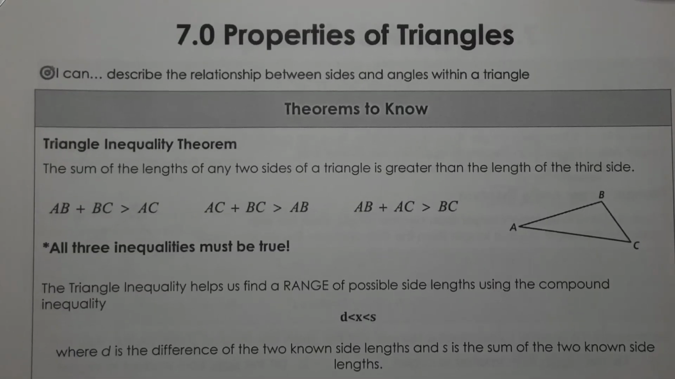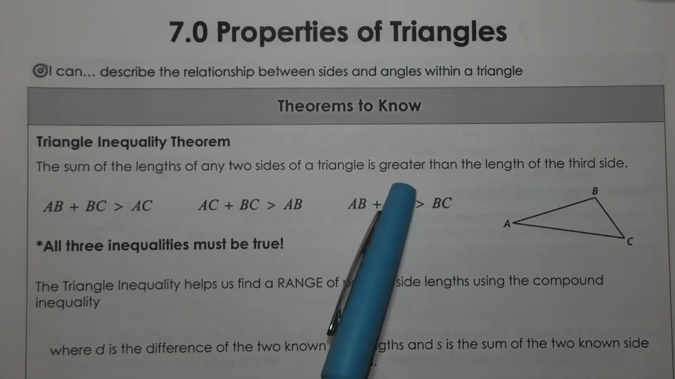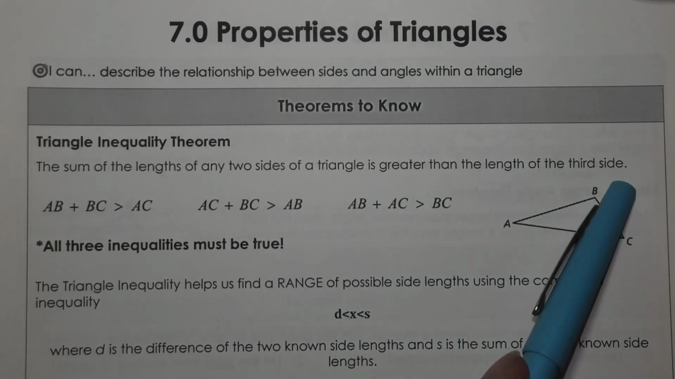So, we are looking at the final properties of triangles. You looked at all of these when you did that Desmos last week, when you were dragging the sides and seeing how big they can be, how small they could be, and then what happens if they didn't touch. So, the triangle inequality theorem says that the sum of the lengths of any two sides of a triangle is greater than the length of the third side.